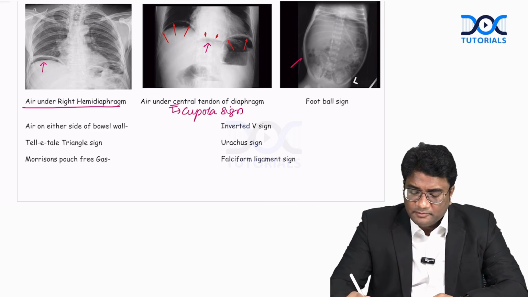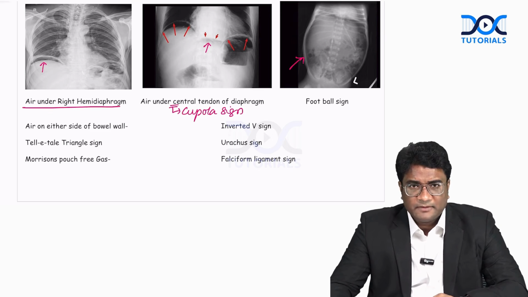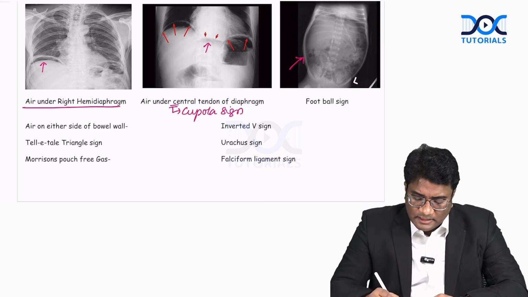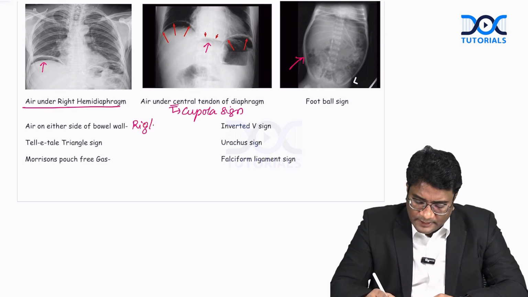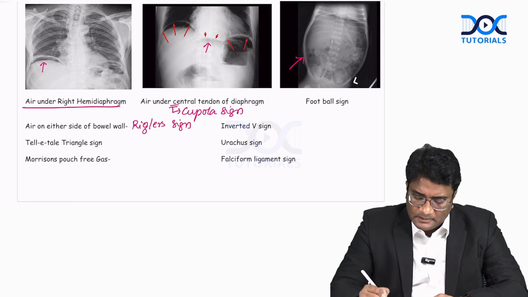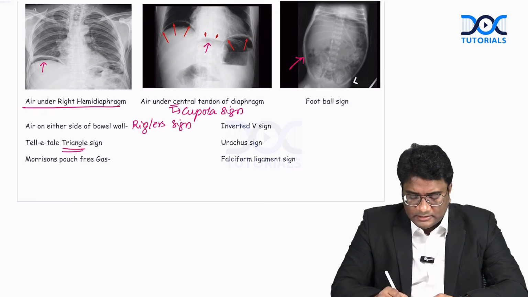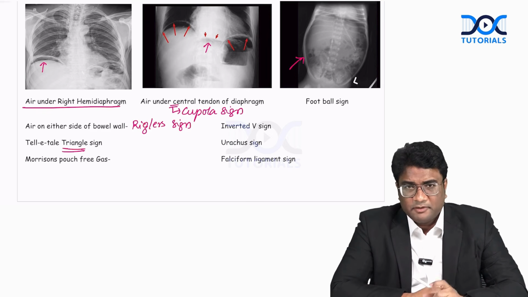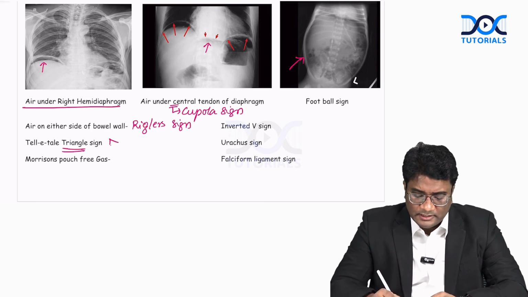There is a distended abdomen. This is the football sign. There is air on either side of the bowel wall. This is Rigler's sign. There may be triangular air pockets called the telltale triangle sign. Between the bowel loops or between the bowel loop and abdominal wall, you see triangular air pockets, that is called telltale triangle sign. So a triangular air pocket tells you that it is not a luminal air.